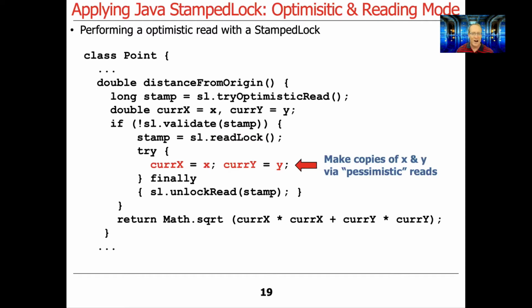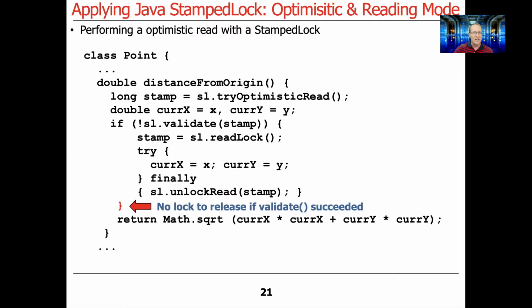With the read lock now held, we're going to go ahead and make copies of X and Y using pessimistic reads, and these are ones that are protected by that read lock. And then finally, we're going to go ahead and unlock the read lock if we had to acquire it at all. Note that if validate returns true, we never acquired a read lock at all, so there's no need to unlock anything.